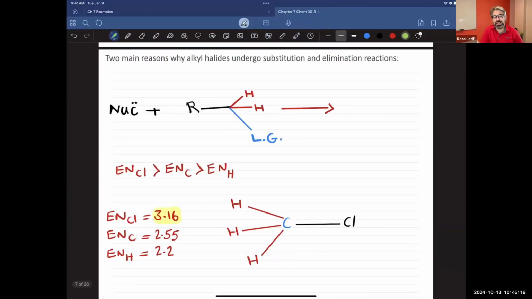Last lecture, briefly, I introduced the nucleophilic substitution and elimination reactions. And in this lecture, I'm going to go through the reasons why alkyl halides do such reactions, and also what those reactions are. And I want to go a bit more in depth.